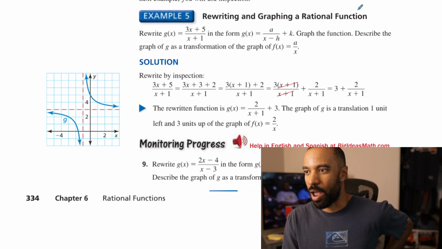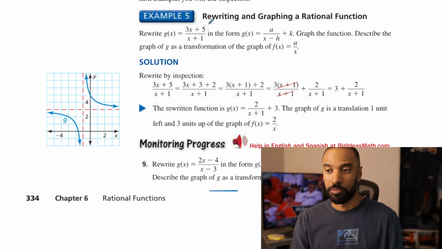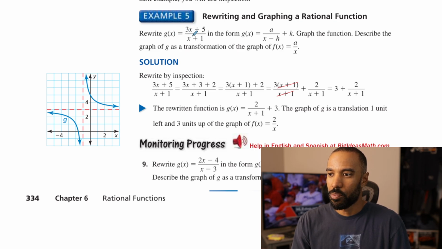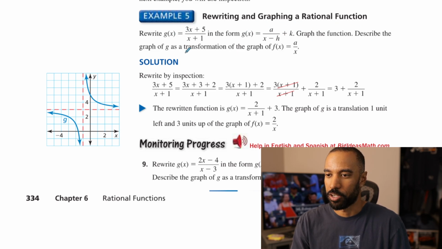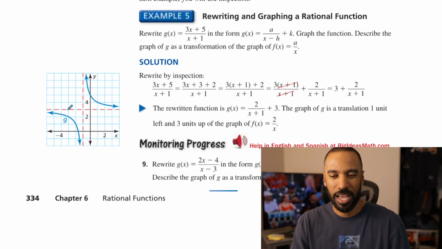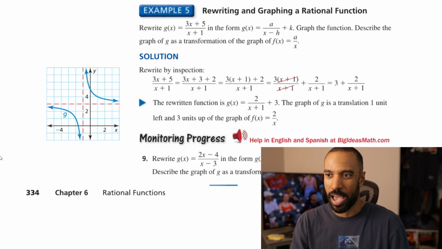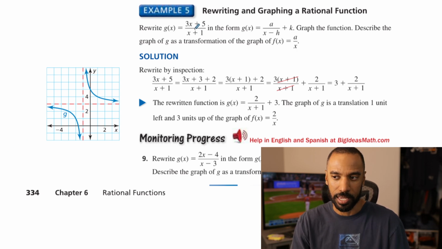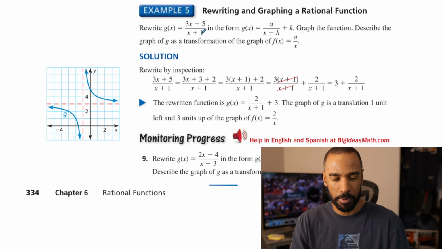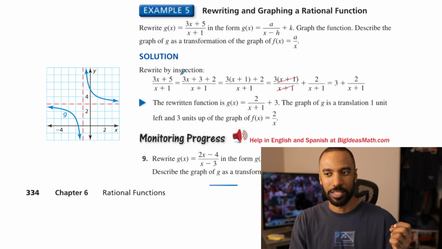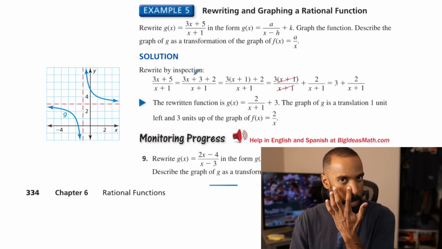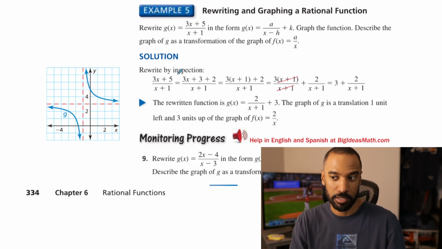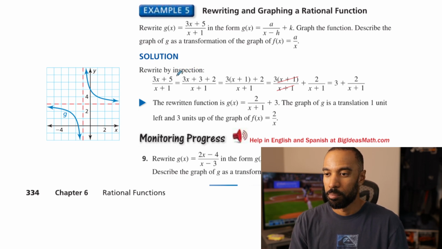Example: rewriting and graphing a rational function without the division version, even though it's a fraction. Rewrite this in this form, graph the function, and describe the graph of g as a transformation. So we're doing the things we did in 6.2. We're even graphing again. I'm going to go very fast on the graphs, guys. It's my feeling that we covered 6.2, so we'll do the graph part. But what we're doing differently is we're not doing division on this divided by this to write the result. We're using inspection. I haven't ever thought of that phrase as a math phrase. I don't know if that's a real one, but it works.